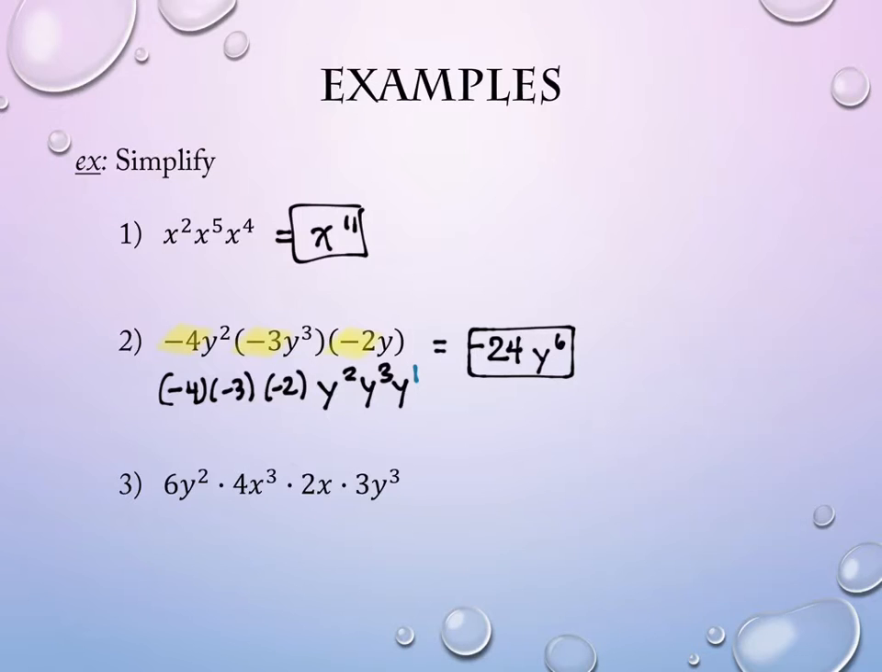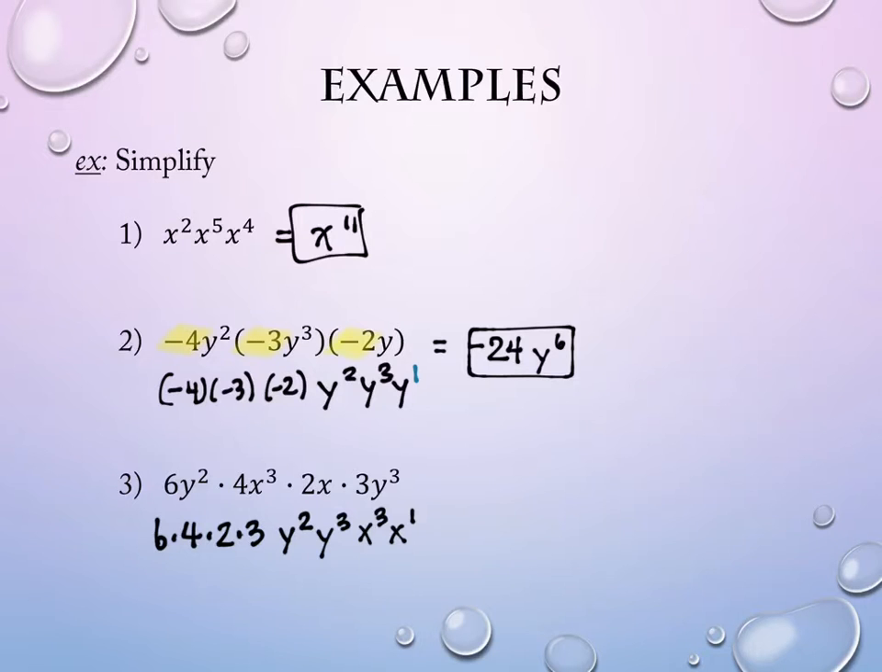Number 3, quite similar. It's got more, but it also has different bases, right? So we have to be a little bit careful. The numbers I can still treat the same way. I have 6 times 4 times 2 times 3. So if you want to rewrite, you can. You don't have to. And then I'm going to group the variables. So I've got y squared, and I've got y cubed, and I've got x cubed, and I have x to the 1.